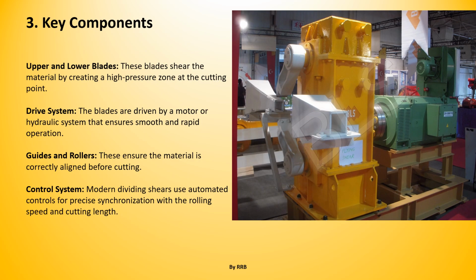Key components. Upper and lower blades: these blades shear the material by creating a high pressure zone at the cutting point. Drive system: the blades are driven by a motor or hydraulic system that ensures smooth and rapid operation. Guides and rollers: these ensure the material is correctly aligned before cutting. Control system: modern dividing shears use automated controls for precise synchronization with the rolling speed and cutting length.